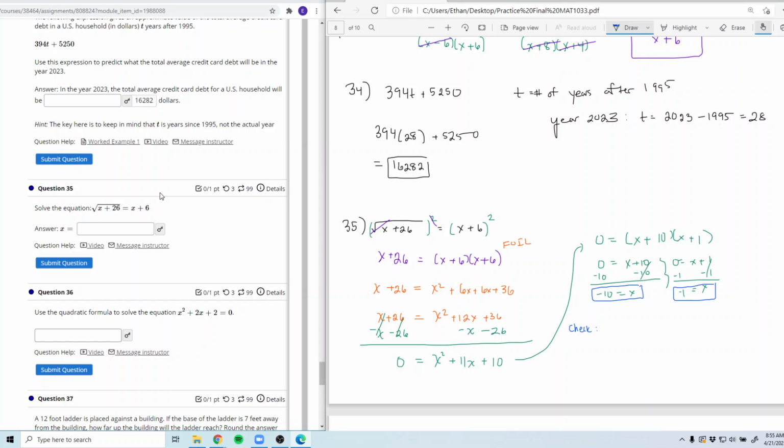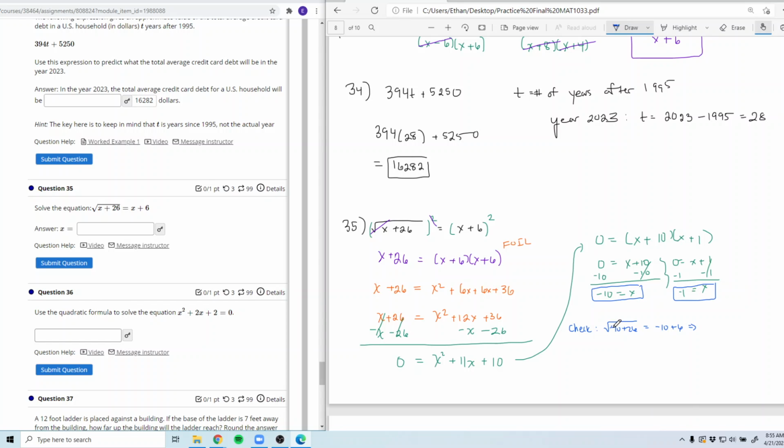So I'm just going to look over here since it's not cluttered. I'm going to plug in negative 10 and see if it works. We got the square root of negative 10 plus 26 equals negative 10 plus 6. And all I'm doing by checking here is seeing if I simplify, do both sides equal each other? You can do this by hand. You can do it in a calculator. I'm just going to do it by hand.